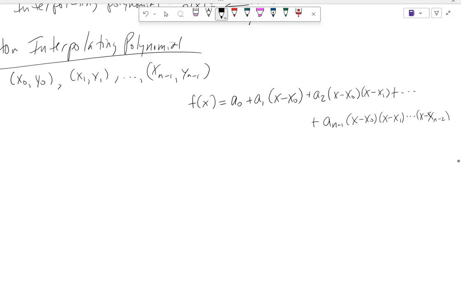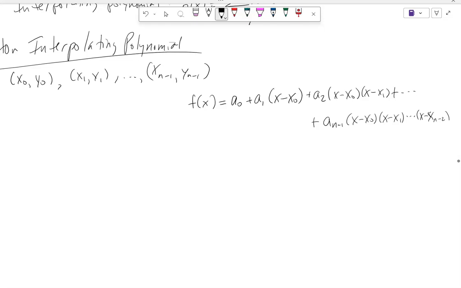Once I know my A naught, I can find my A1 by putting in x1 everywhere. X1 will kill off everything on the end except this one, but I already know what this one is, so I can solve easily. We end up with what's referred to as a triangular system to solve, which is easier. It's not nearly as badly conditioned as some of the other ones, right?